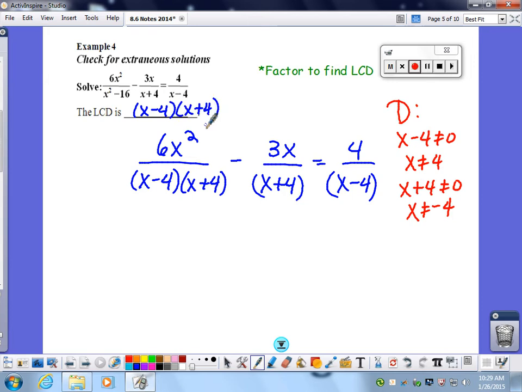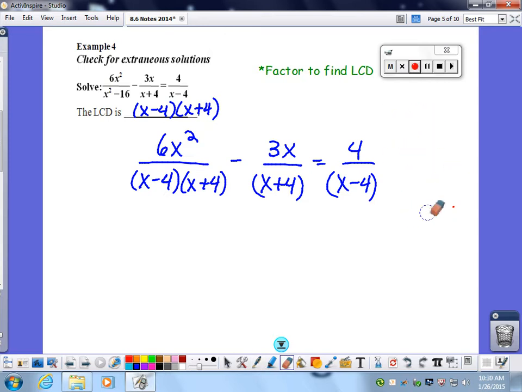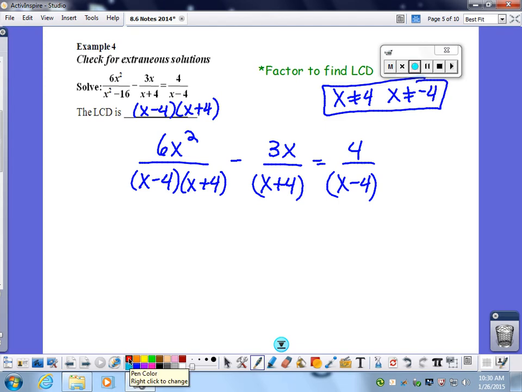Alright, next step, what are we going to do? And here again, hopefully you said we're going to multiply everything by that common denominator. I'm going to erase this because I need to get it out of my way so I have some room. But keep in mind, let's put this somewhere else to remind us that x cannot equal 4 and x cannot equal negative 4. So don't forget about those restrictions. Okay, so everything gets multiplied by our common denominator, which is x minus 4, x plus 4.